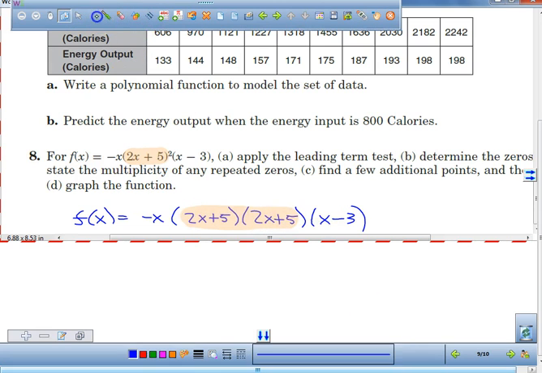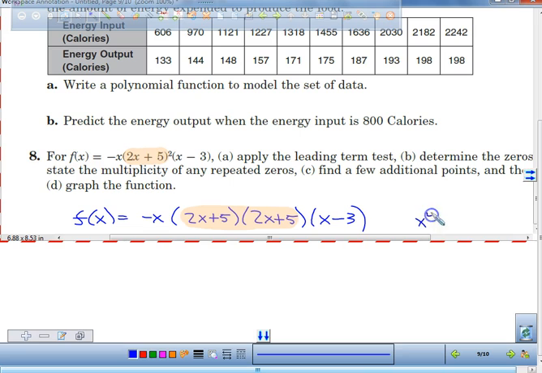So is this an even or odd polynomial function? How many x's do you see? 1, 2, 3, 4. This is going to be a power of x to the fourth, which means it's going to be even. Now, what's the leading term? Is it positive or negative? Negative. So your answer is going to look something like.